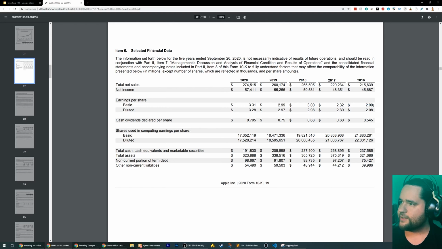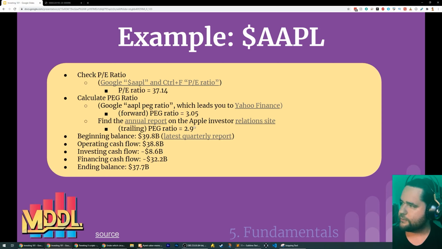historically. So what I did was I took these two values, 2017 versus 2016, and I calculated the percentage increase, and I calculated percentage increase for these years, and for these years, and for these years, and then I averaged them and divided that into the PE ratio. That gave me a PEG ratio of around 2.9.